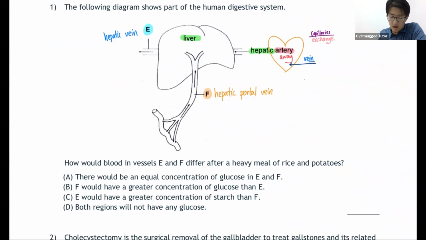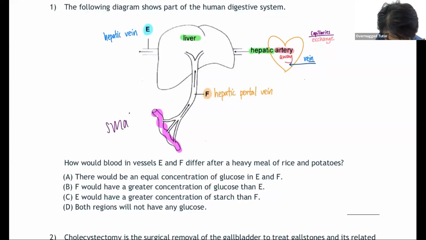Okay, so it has to be B over here because what is this wormy boy over here? What is that? Well done, Brian. That is the small intestine. And what happens at the small intestine that is relevant for this question over here? Excellent. Absorption of glucose. So once glucose is absorbed from the small intestine into the bloodstream, it will first be brought through the hepatic portal vein to the liver.